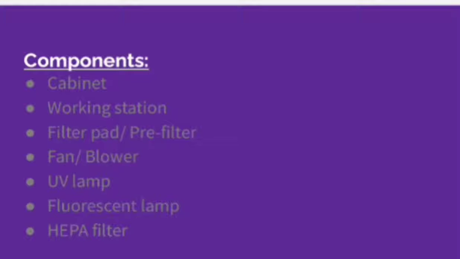A fan is present below the filter pad that sucks in the air and moves it around in the cabinet. The fan also allows the movement of air towards the HEPA filters so that the remaining microbes become trapped while passing through the filter. UV lamp.